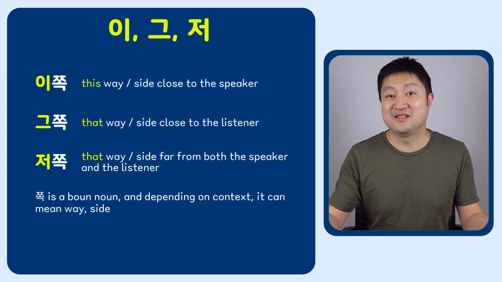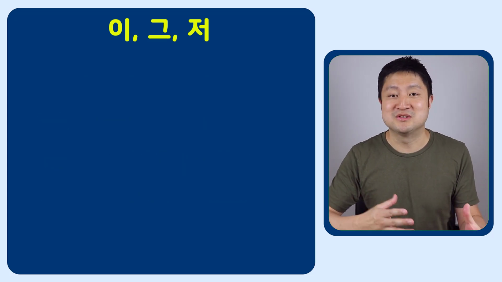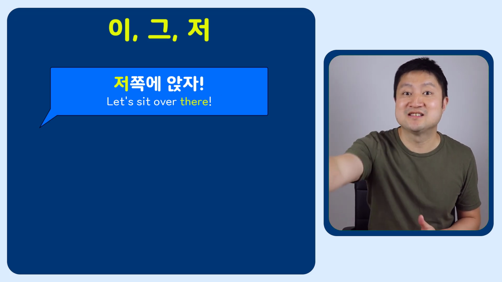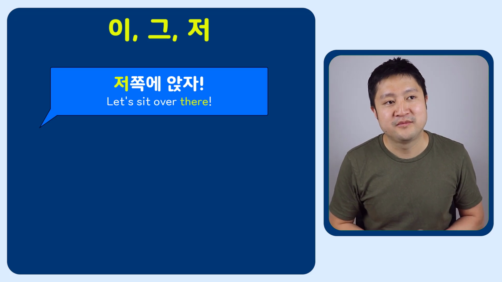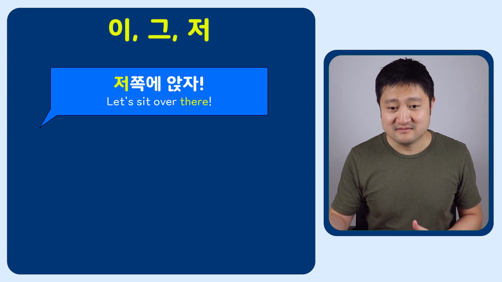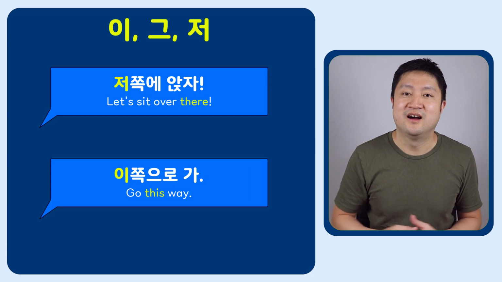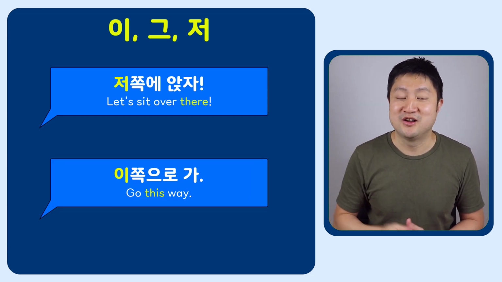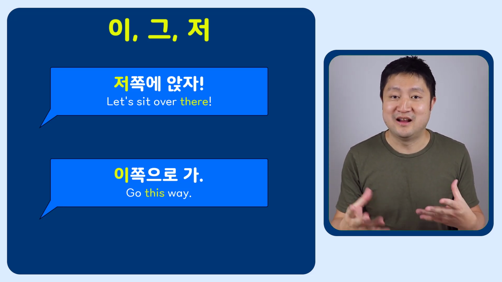Let's say, for example, you're in a restaurant and you and your friends are trying to decide where to sit. Then you can say, oh, 저쪽에 앉자. Let's sit on that side. Or if you are driving, when someone gives you directions, like go that way or go this way, you can say 이쪽으로 가. 이쪽으로 가 means go this way. So these words are very common in everyday speech.